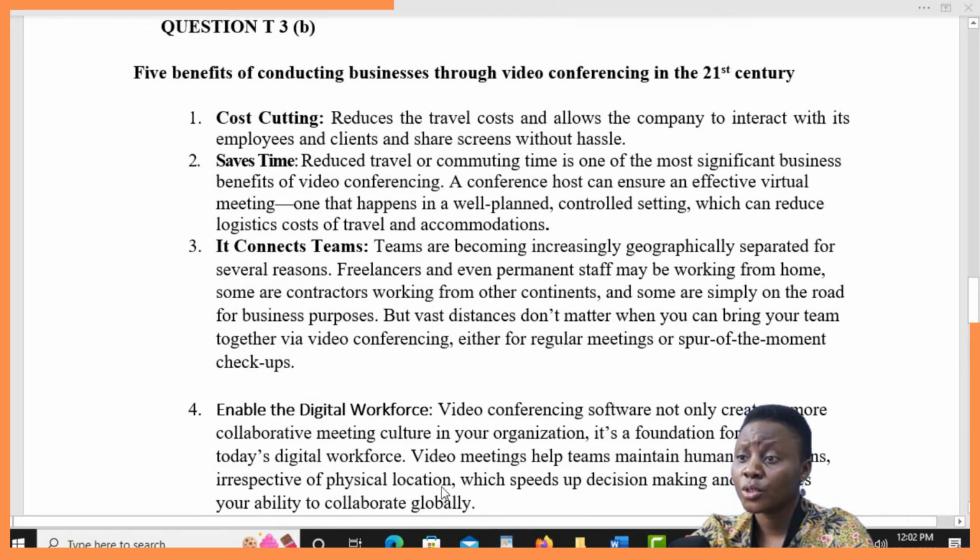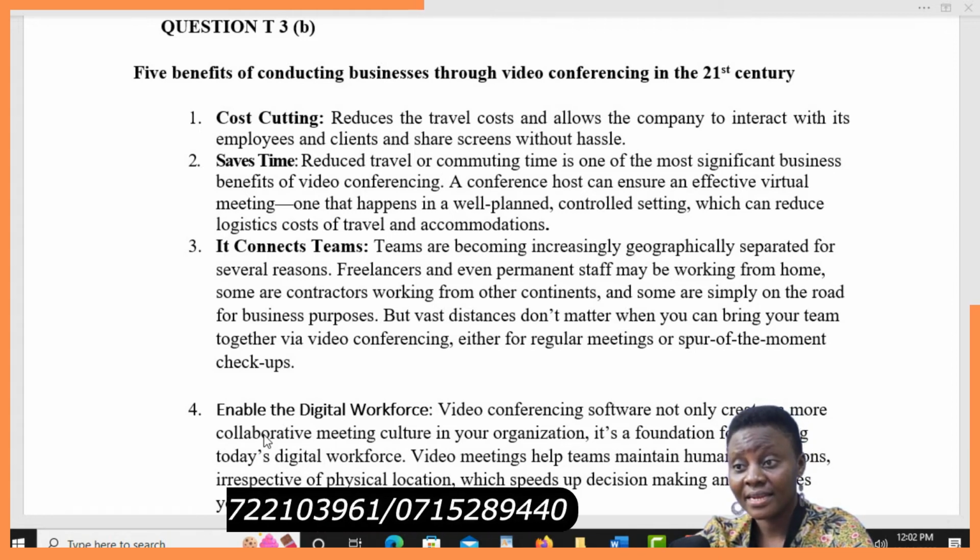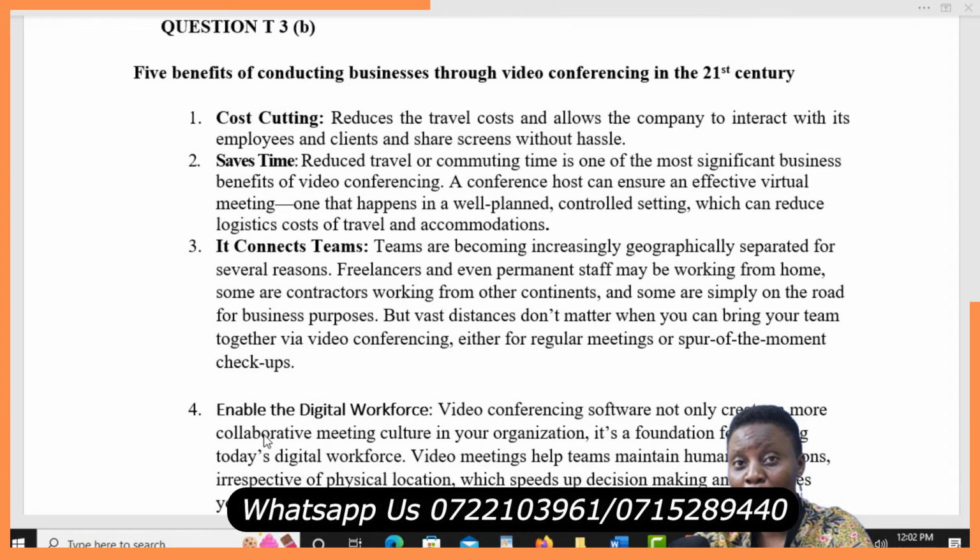And then also digital workforce. Through video conferencing, we've enabled a digital workforce in most organizations, because these things never existed before, but now that they do exist, you get to see that we are converting our workforce to become digital and more up to date. So that is also a benefit.